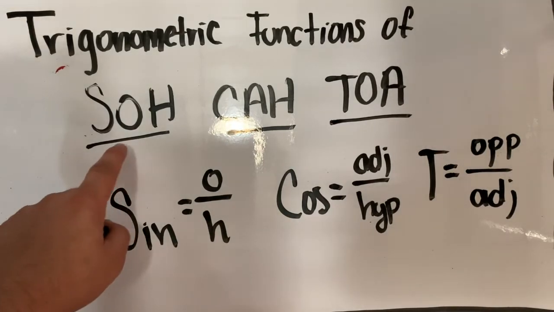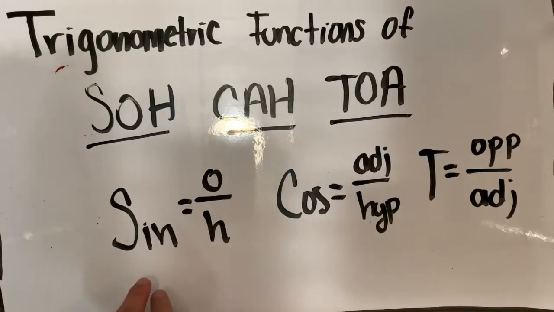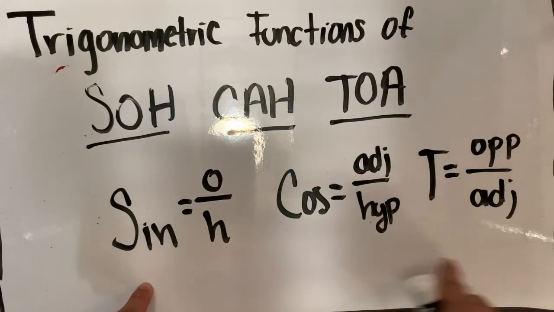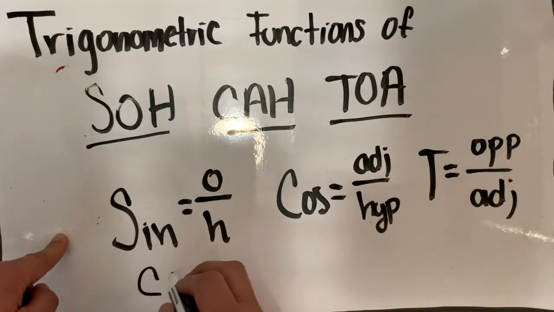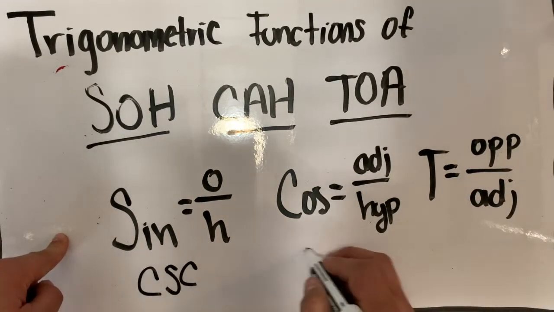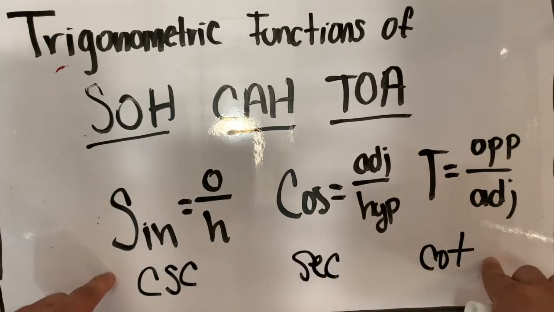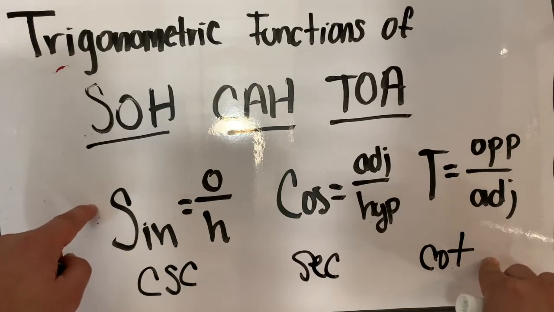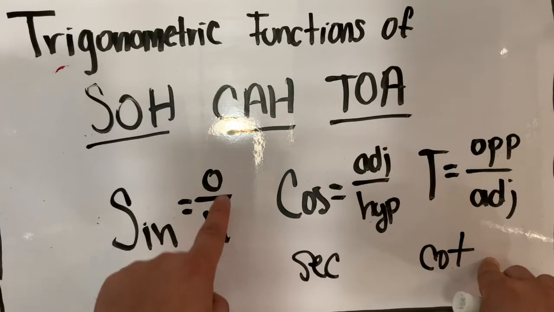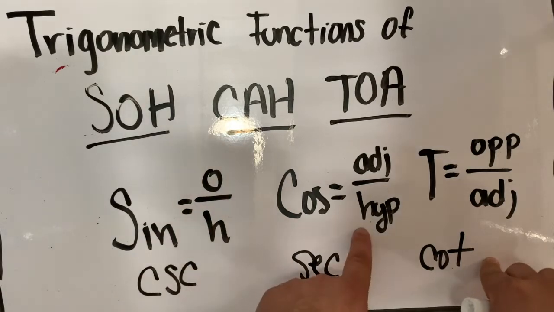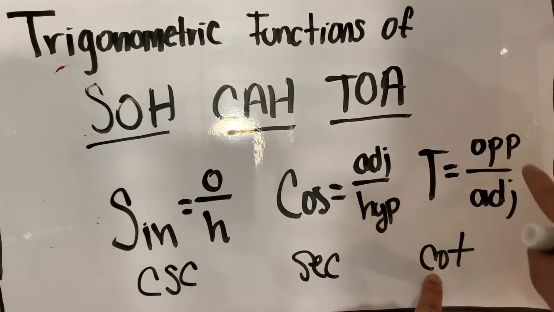If you remember this whole word, SOHCAHTOA, and you put it like this, you can remember all the functions. The other three functions are the opposite. For example, cosecant, secant, and cotangent. Just remember that they are the opposite of the previous ones. For example, cosecant is equal to hypotenuse over opposite. Secant is equal to hypotenuse over adjacent. And cotangent is equal to adjacent over opposite.